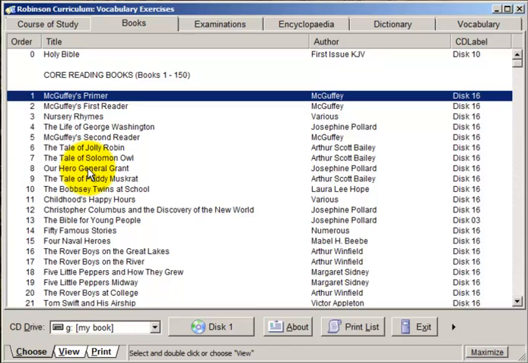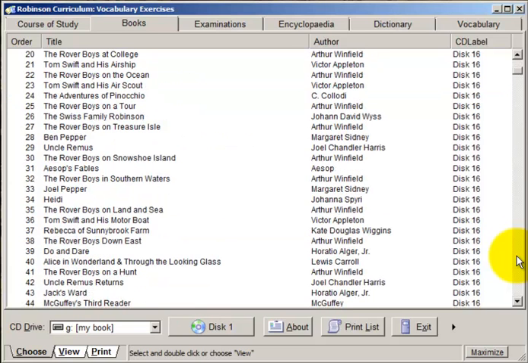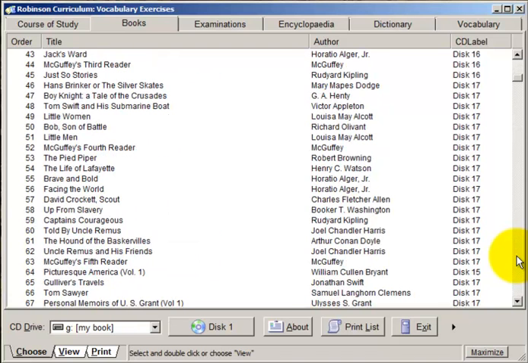Too difficult, we can go back a little bit. If it's too easy, we can go forward down this list. These books from 1 to 150 increase in difficulty as you go down the list. They increase in difficulty and in length and in the number of vocabulary words that are associated with them.